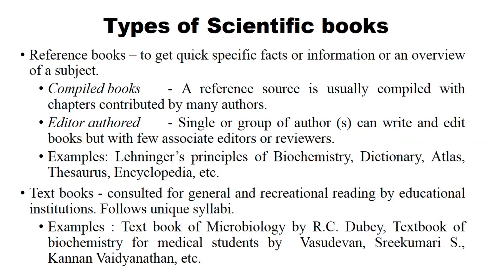Here, each chapter is authored by many individuals. All the chapters are compiled by a set of editors. In an editor authored book, you find a single author or a group of authors who author all the chapters simultaneously and compile it with the help of a few associate editors and reviewers. Examples include Lehninger's Principles of Biochemistry book, some dictionaries, atlases, thesaurus, encyclopedia.